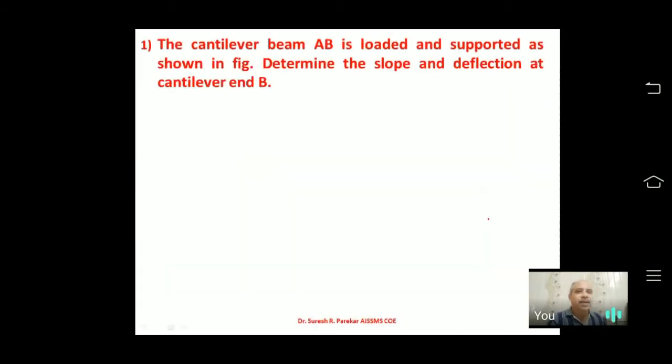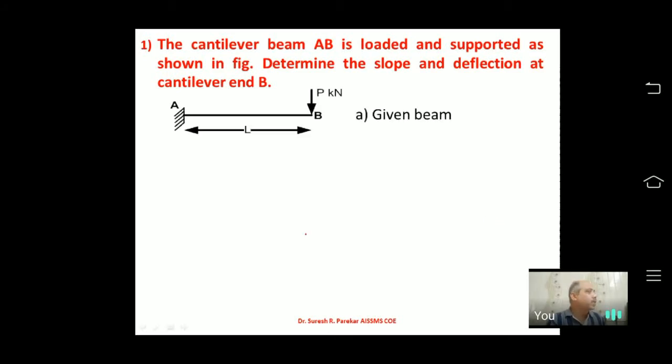So now we will consider the first problem, the beam AB loaded and supported. Whatever I have just shown, we are going to consider this beam only. So now you can see this end A is fixed and B is cantilever. So when we go to the conjugate beam, it becomes the exact reverse. Now after the given beam, we have to go for the M by EI diagram.